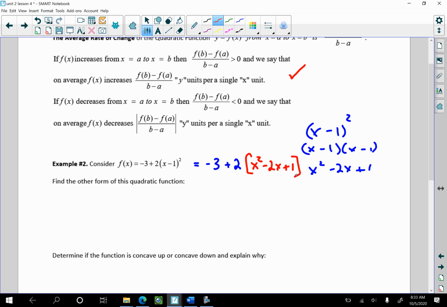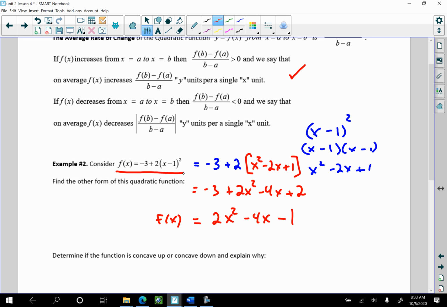I have to multiply by 2 here. So this is going to be -3 plus 2x squared minus 4x plus 2. Make sure that I do my arithmetic correct, please. So the standard form of this will be 2x squared minus 4x minus 1, if I'm not mistaken. So this is the standard form, and this is the vertex form.